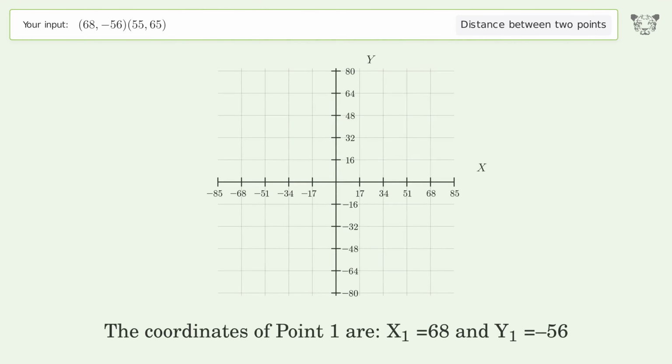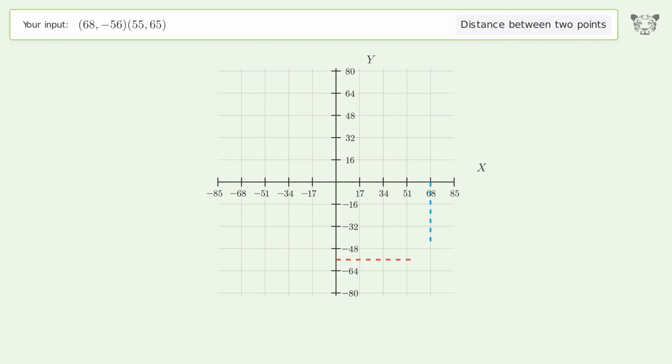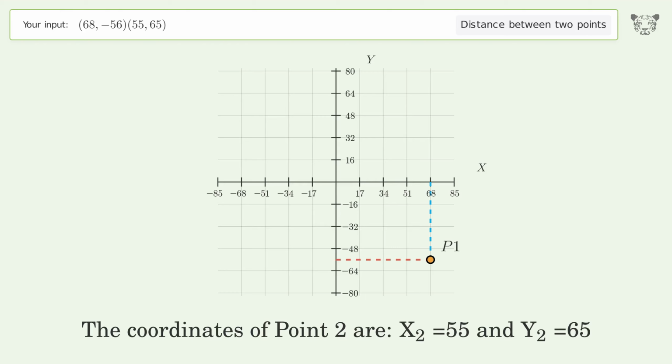The coordinates of point 1 are x1 equals 68 and y1 equals -56. The coordinates of point 2 are x2 equals 55 and y2 equals 65. D is the distance between the 2 points.